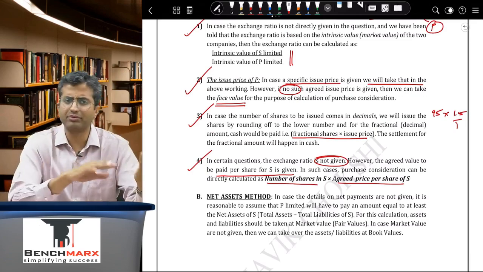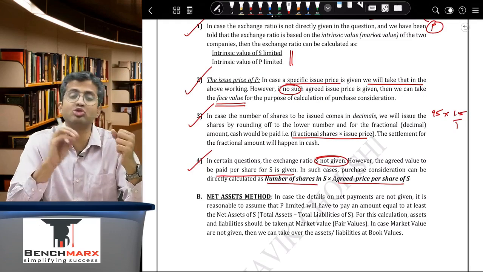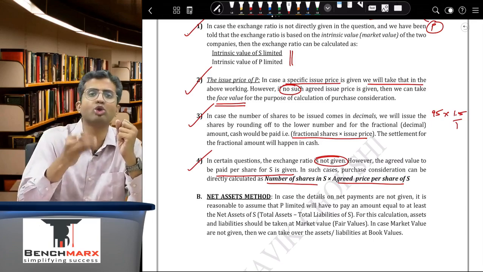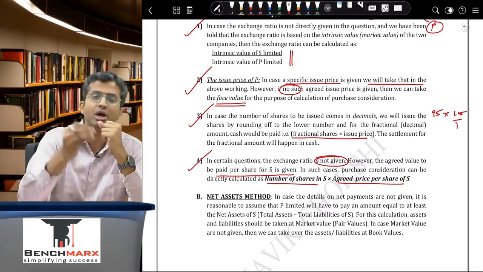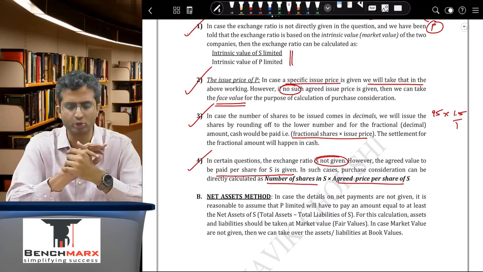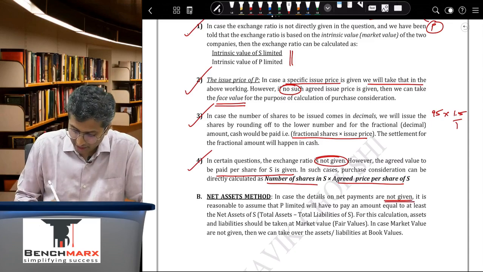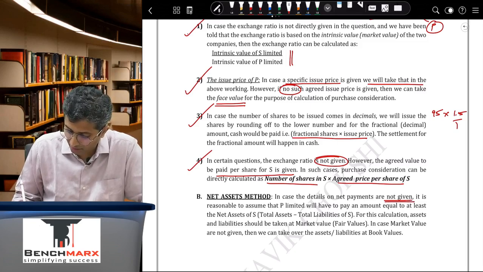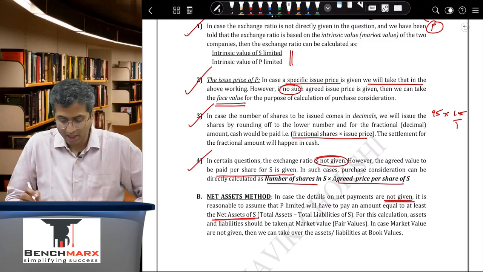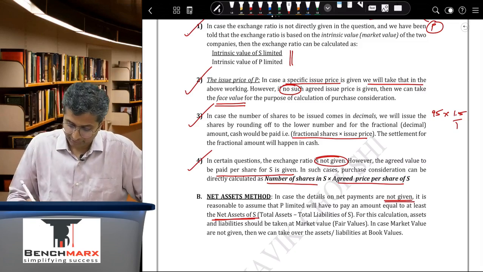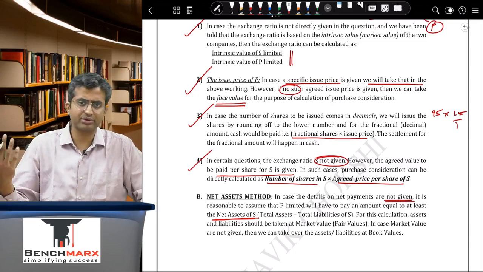Net assets method, as we have discussed, is the inferior method. It is to be used as a proxy. If you do not know how much payment is made, then we can assume that the amount of payment made must be equal to the net assets. So in case details of net payments are not given, it is reasonable to assume that P will have to pay an amount equal to at least the net assets of S. If this is not given, then the net assets of S, that will have to be paid.